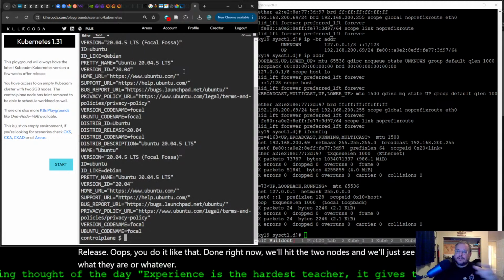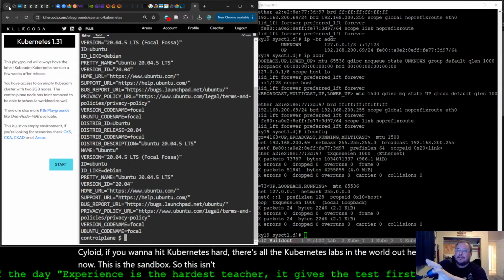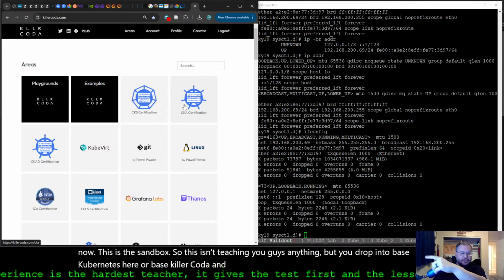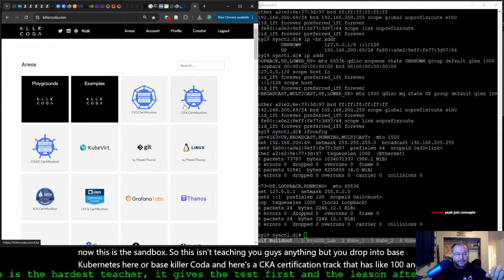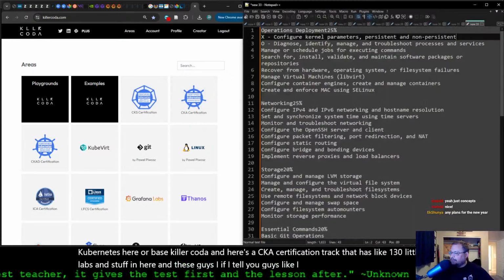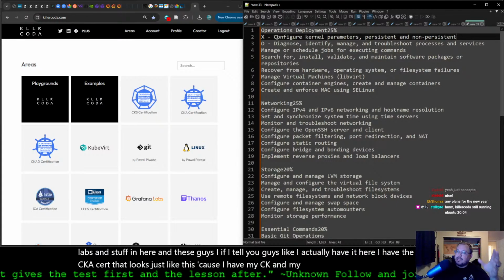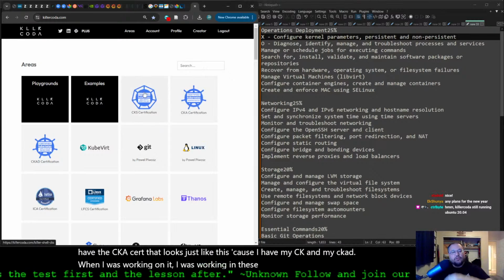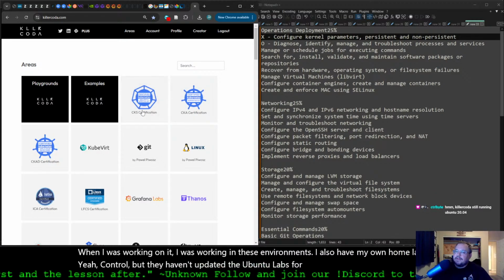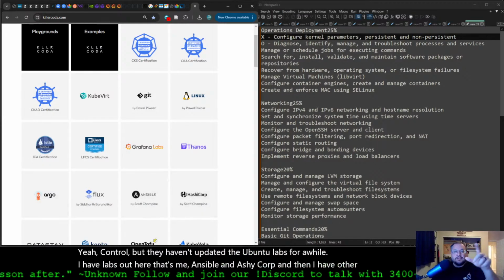Sladoid, if you want to hit Kubernetes hard, there are all the Kubernetes labs in the world out here. Now, this is a sandbox, so this isn't teaching you anything. But you drop into base Killercoda, and here's a CKA certification track that has like 130 little labs in here. I have the CKA cert that looks just like this, because I have my CKA and my CKAD. When I was working on it, I was working in these environments. I also have my own home lab. Yeah, Control Byte, they haven't updated the Ubuntu labs for a while. I have labs out here, that's me, Ansible and HashiCorp, and then I have other labs. You can find them anywhere you want.